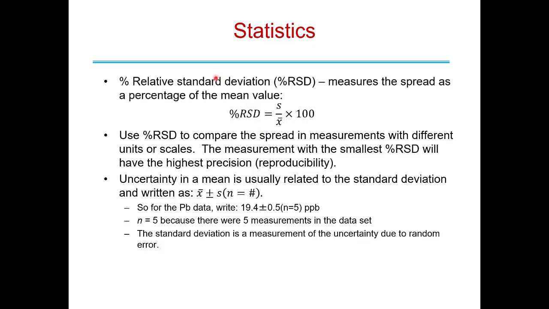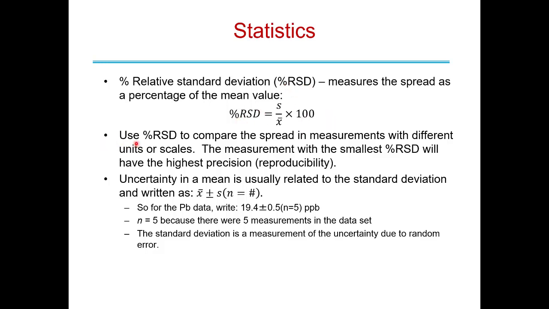Just like we talked about relative uncertainty, sometimes it's useful to talk about relative standard deviation. We take the standard deviation and divide it by the average. So how much spread is there in comparison to the average value? We just form this ratio, and of course, we can make it a percentage by multiplying by 100. So RSD for relative standard deviation, or percent RSD for percent relative standard deviation.